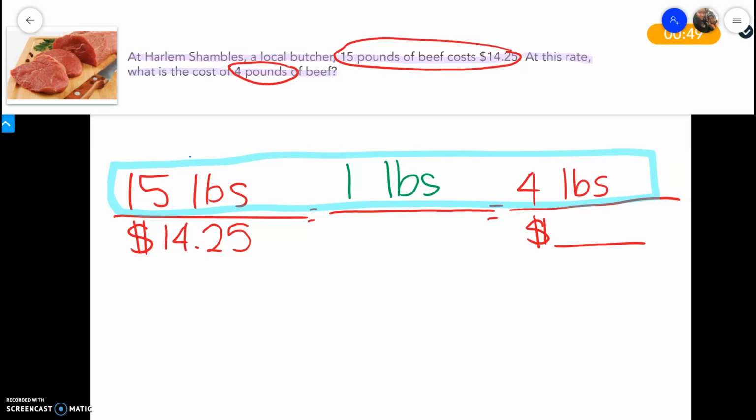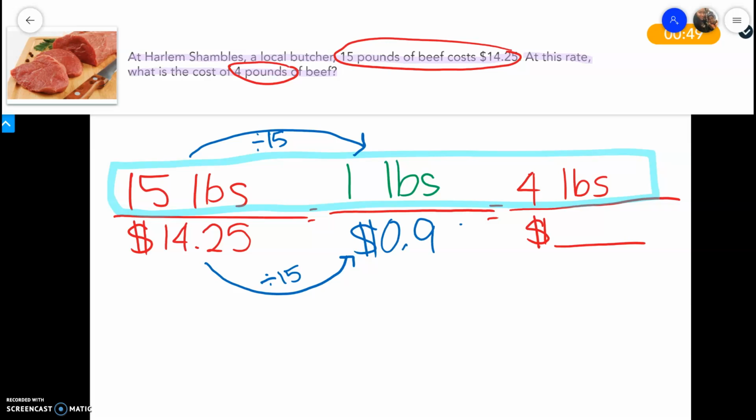So to go from 15 pounds to 1 pound, I need to divide by 15. If I divide my numerator by 15, I need to also divide my denominator by 15. So if you have your calculator out, you should be calculating 14.25 divided by 15. In my calculator, I got 95 cents, so 0.95.